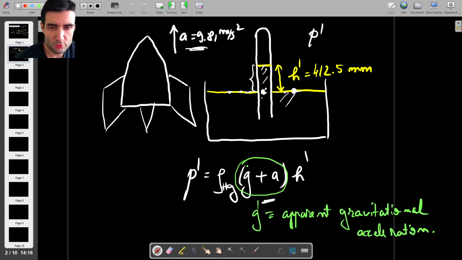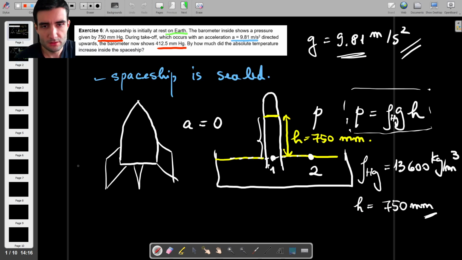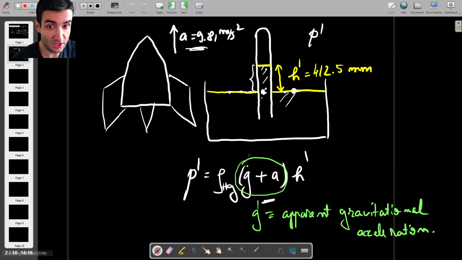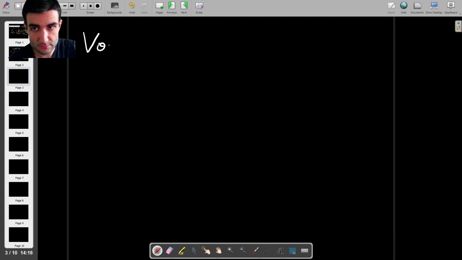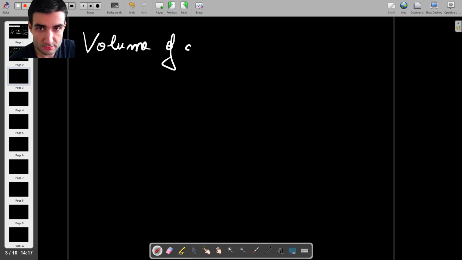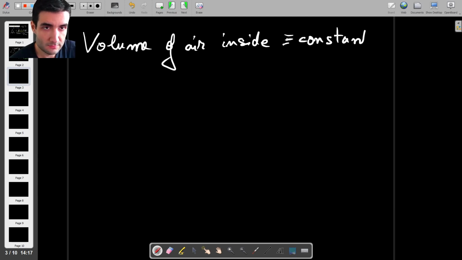Okay, so we're dealing with the air inside the rocket, which at first had a certain pressure given by this formula, and then the pressure changed, and the new pressure is given by this formula. Now, we also know that the rocket is sealed, and if the rocket is sealed, it means that the volume of the air inside is constant. So it is constant, which means that we're dealing with an isochoric process.